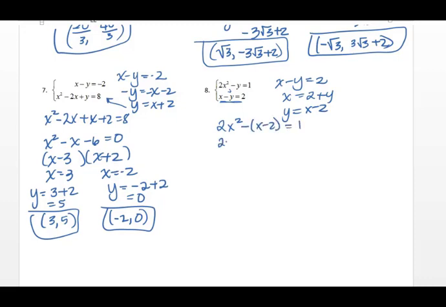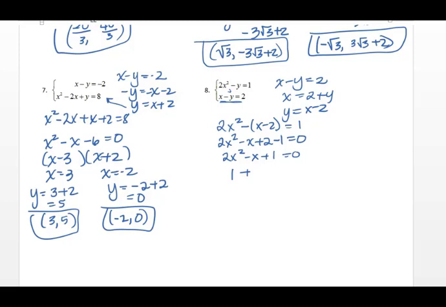And let's clean it up. 2x squared minus x plus 2. I'm going to bring that 1 over, so minus 1 equals 0. 2x squared minus x plus 1 equals 0. Okay, so, well, this one is not going to factor. It is not going to factor at all. So I've got to use the quadratic formula.